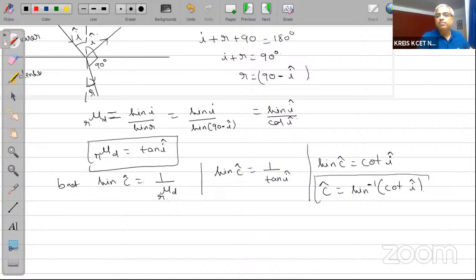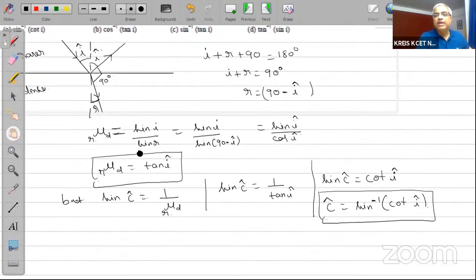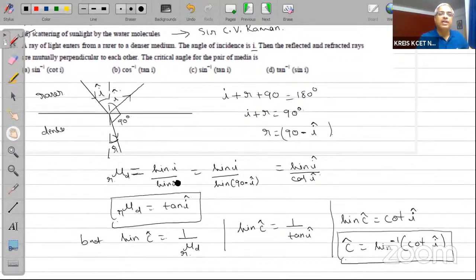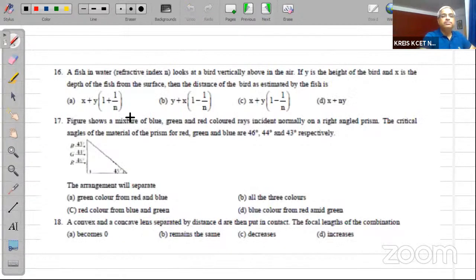This is in fact the expression for the critical angle. So C should be equal to sine inverse of cot I. The answer should be A, sine inverse of cot I. So that's the answer for question number 15. Now we have come up to question 15. Let's go to the next set of questions.